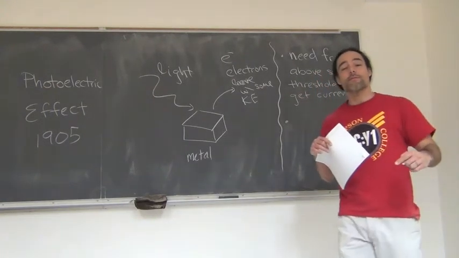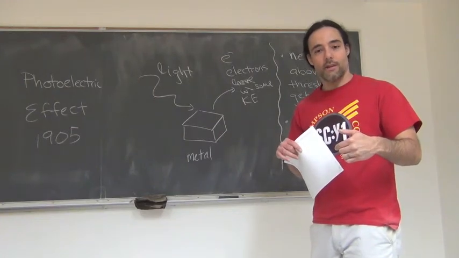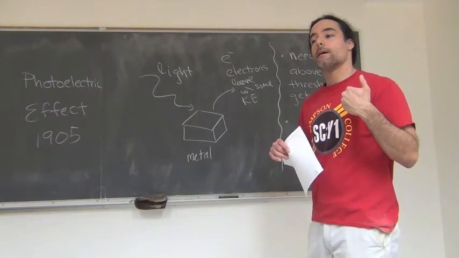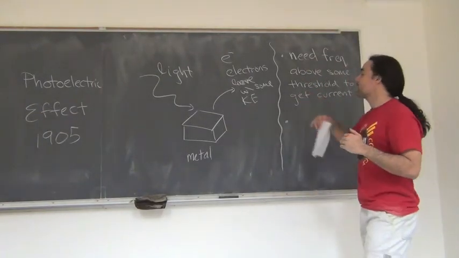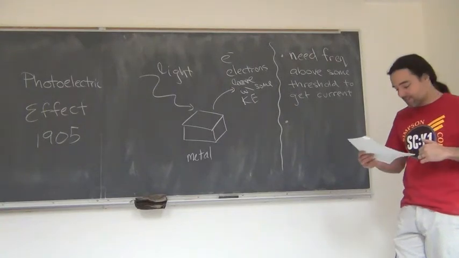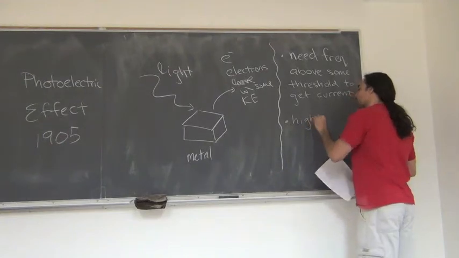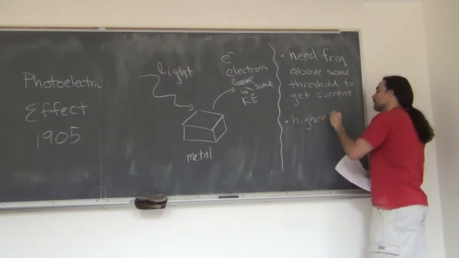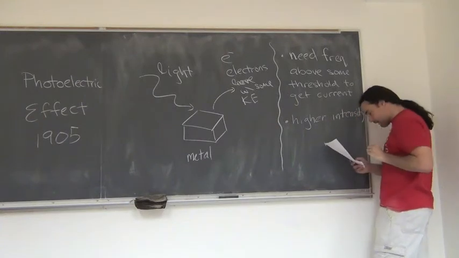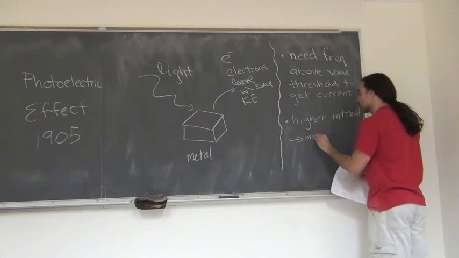But if you were above that threshold frequency and you added a higher intensity light, so you went from dim red light to bright red light, then you'd get more electrons coming off. Right? They'd come off at a faster rate. So higher intensity light, higher intensity again is just brighter, gave you more electrons coming off.